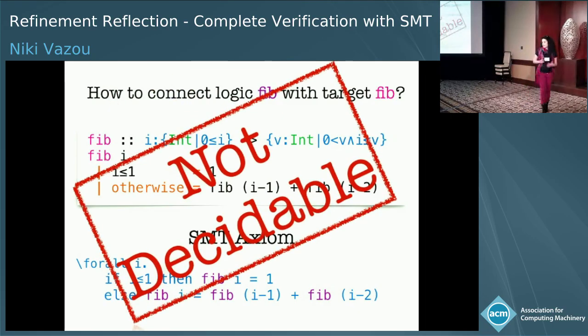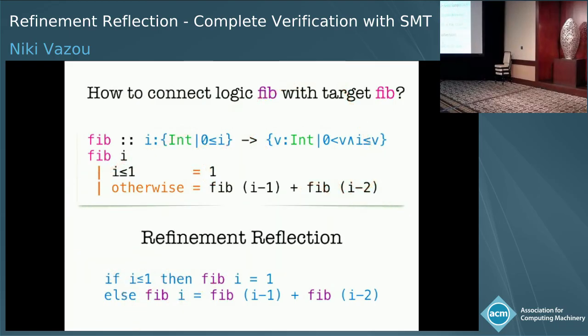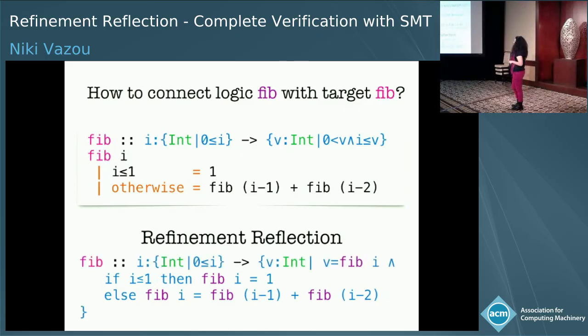So this approach is undecidable. If we use axioms, we can go into the undecidable fragment of the SMT logic. As an alternative, we propose refinement reflection, which says to keep the definition of fib in the logic, but not for all i's, just for the i's for which you apply the Fibonacci function. I'm taking the syntactic definition of fib and pushing it into the result of the refinement of the fib function. So I have the definition of fib just for the input i.